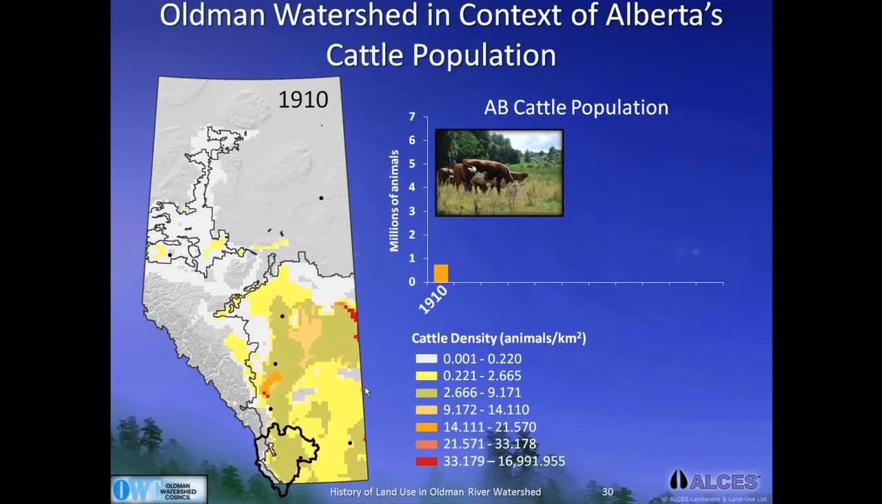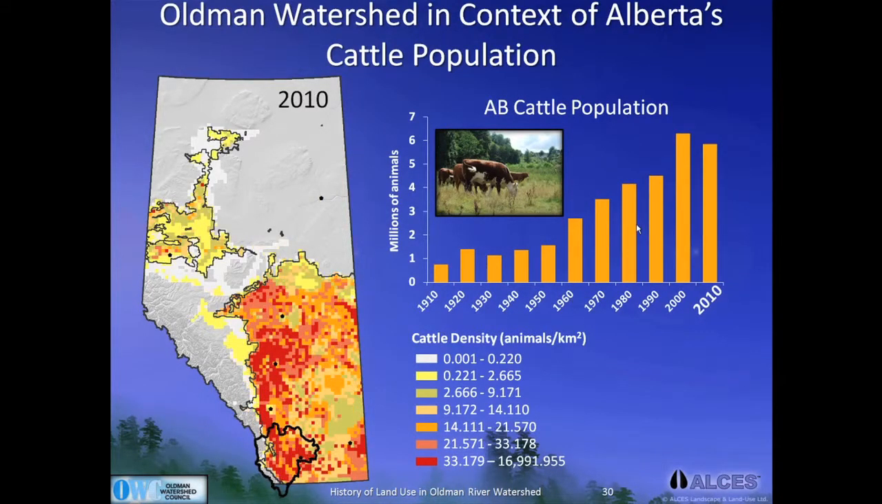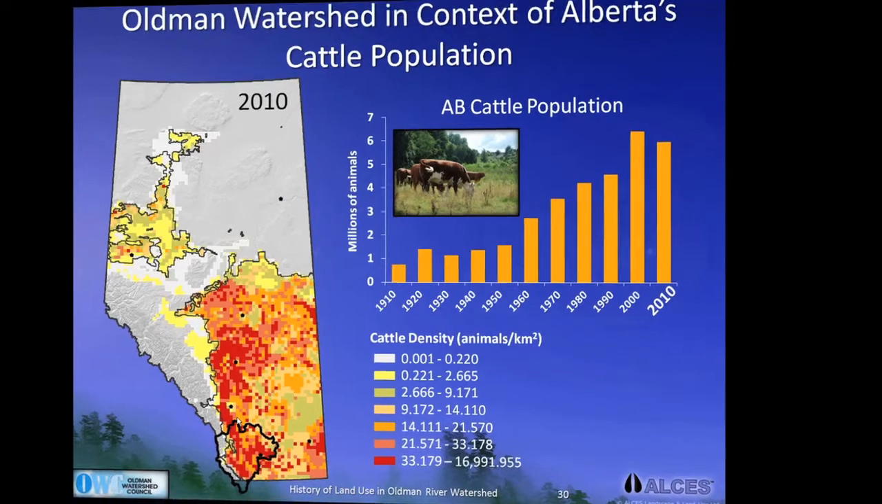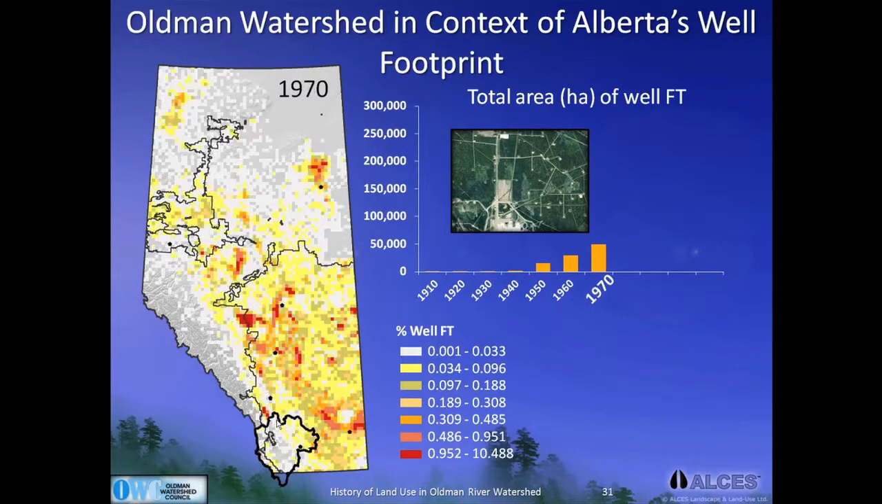Livestock populations are important in Alberta, and here we're talking about cattle. As we see from the graph, the provincial population has increased, although there's some decade by decade variation depending on disease and market drivers. And it's also very apparent that the cattle population is a very important feature of the Oldman Watershed Council.